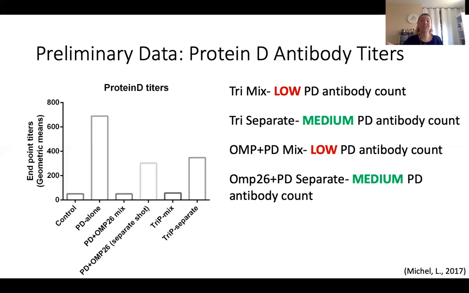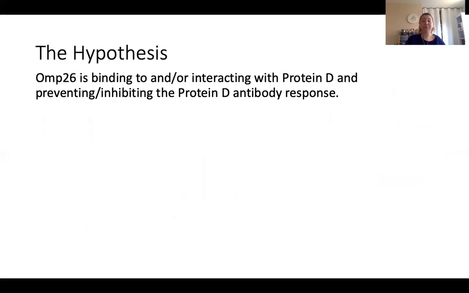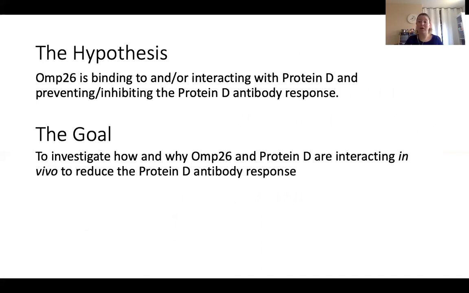against protein D. So it starts making it, and then it's somehow inhibited to where it's not. So the hypothesis is that OMP26 is either binding to or interacting with protein D, and this is preventing and inhibiting the protein D antibody response. So the goal of our work is to investigate how and why protein D and OMP26 are interacting in vivo to reduce that antibody response against protein D.